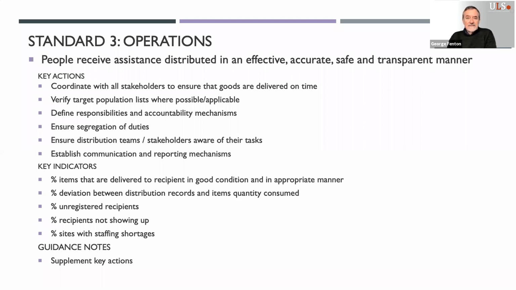Key indicators that should be tracked is around the percentage of items that are delivered to recipients in good condition and in an appropriate manner, percentage of deviation between distribution of records and item quality, the quantity of items consumed, the percentage of any unregistered recipients, or those not showing up to sites, or those sites with staffing shortages.